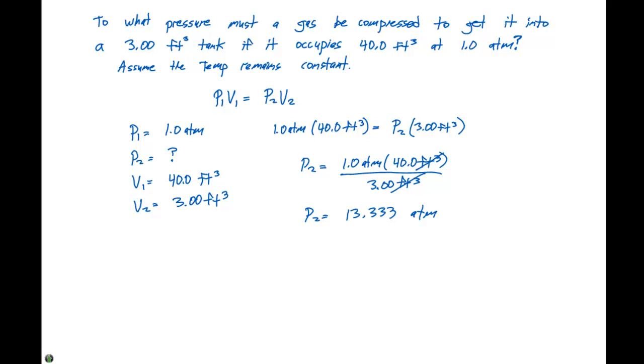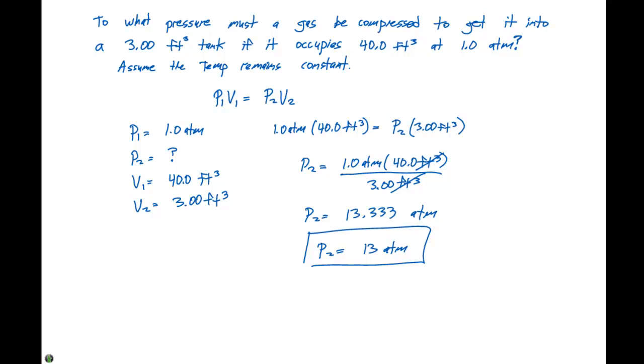So if we look at the number of significant figures that we have, we have two significant figures with 1.0 atmospheres and three significant figures from 40.0 and 3.00 feet cubed. So we're going to have to express this answer to two significant figures, which will be 13 atmospheres.